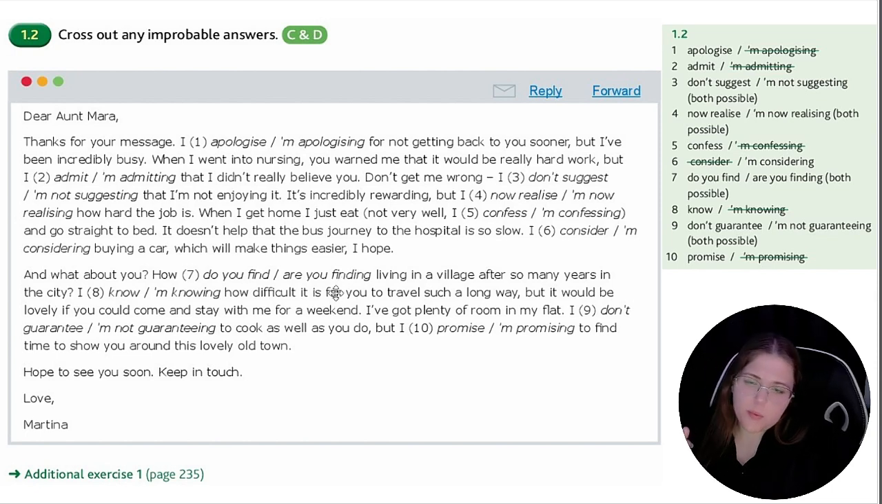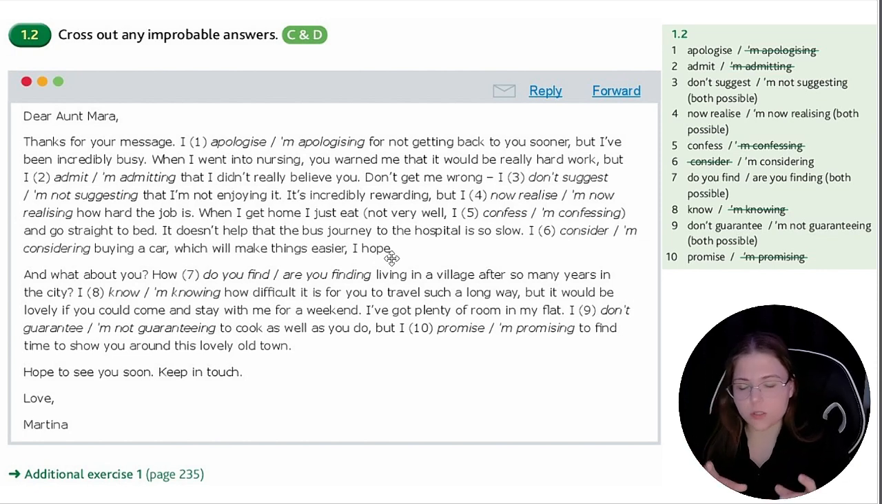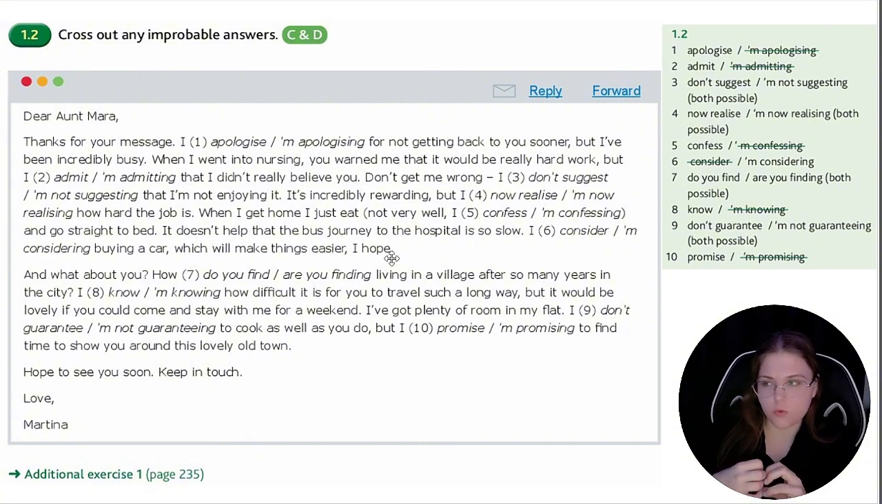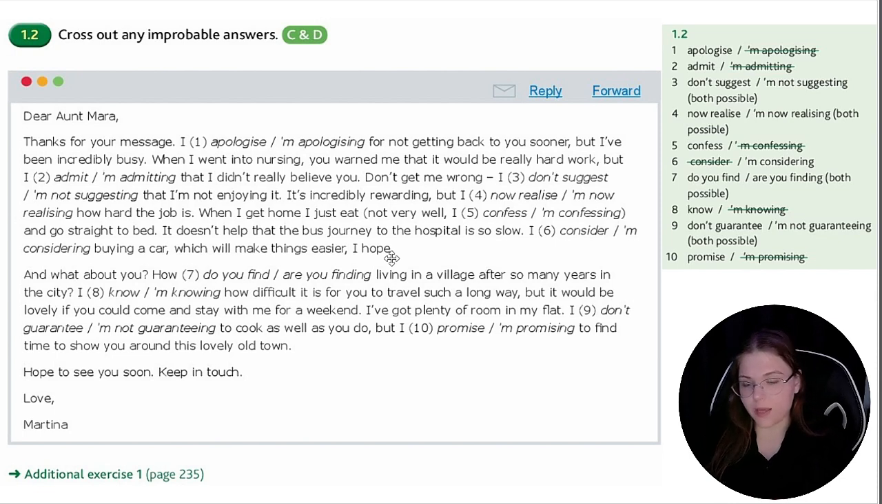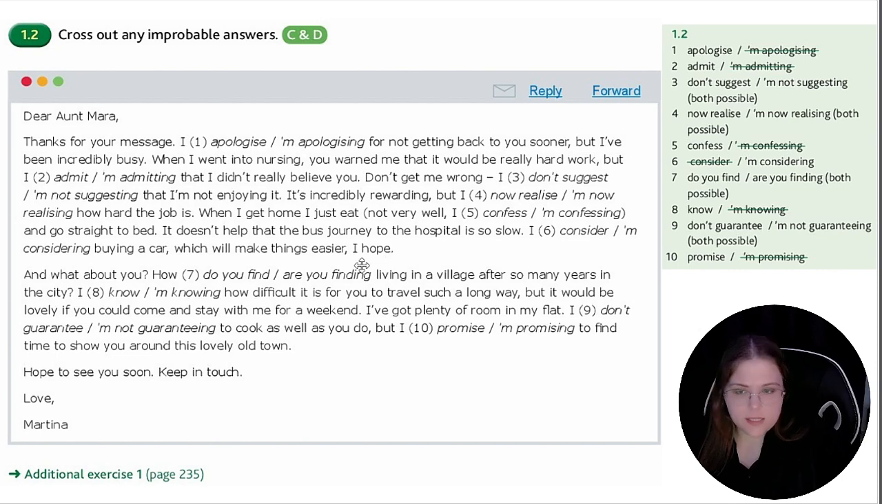But by the way, about find, we also use the phrasal verb look for when we want to talk about the progress of finding something in the present. I can ask, what are you looking for, instead of what are you finding, because find is not used in the present continuous. How do you find living in a village after so many years in the city? I know, this is not correct.